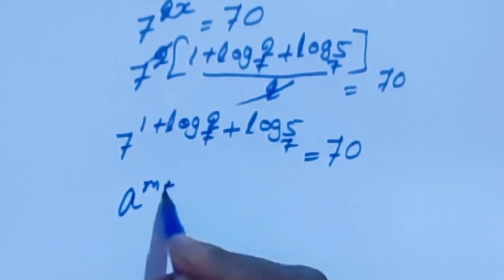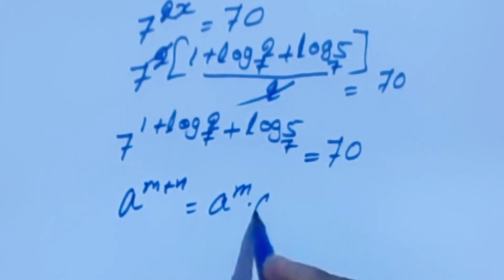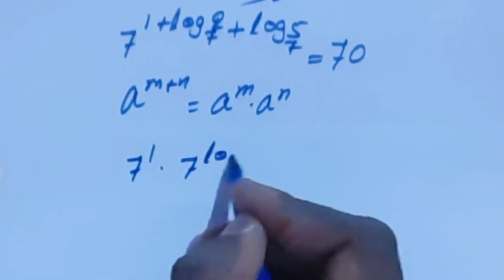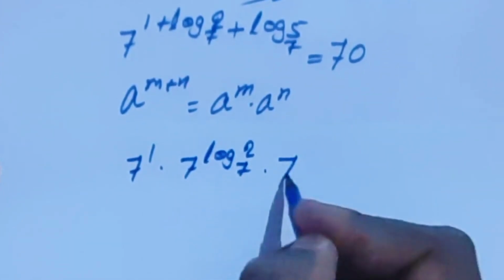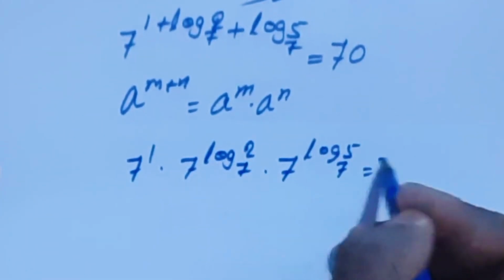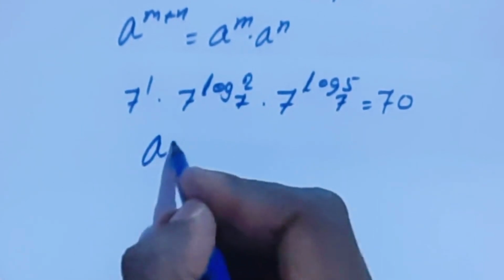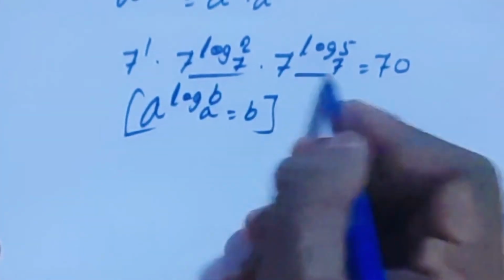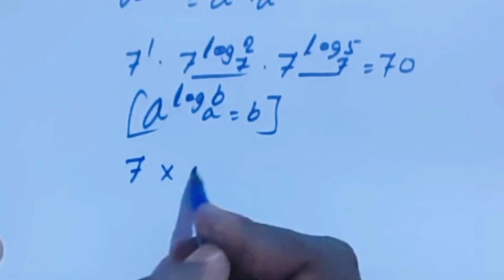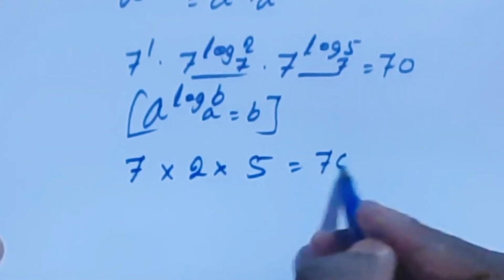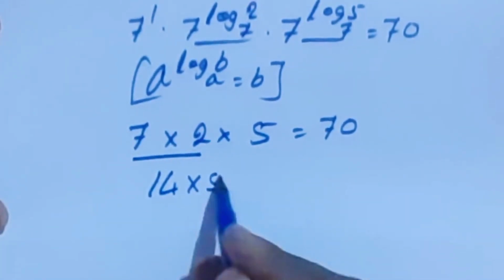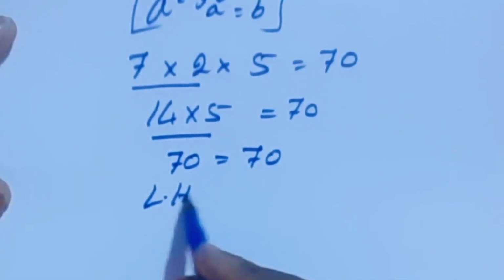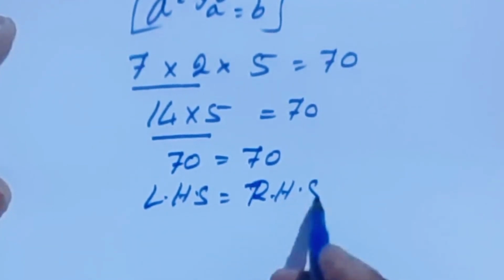Here a power m plus n equal to a power m times a power n. This we are going to apply here. So we'll get here 7 power 1 times 7 power log 2 base 7 times 7 power log 5 base 7 equal to 70. Here a power log b base a equal to b. This we are going to apply here. So 7 power 1 is 7 times 2 times 5 equal to 70. Here 14 times 5 equal to 70. This is 70 equal to 70. So LHS equal to RHS. Here we have verified.